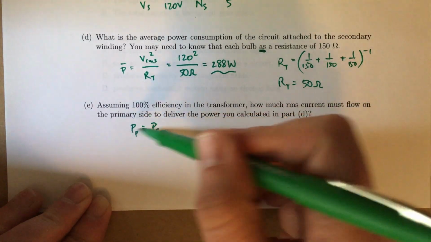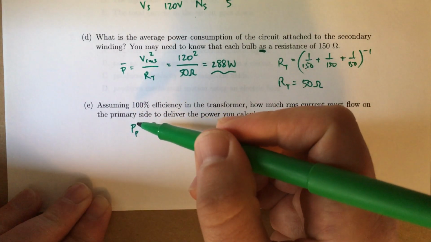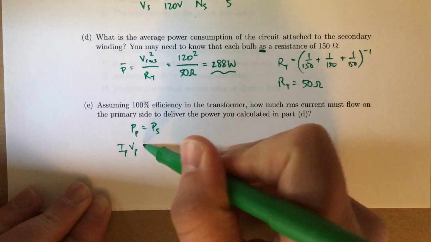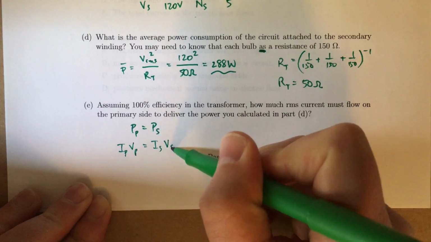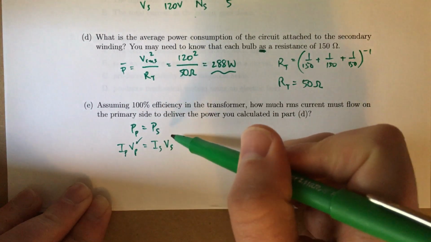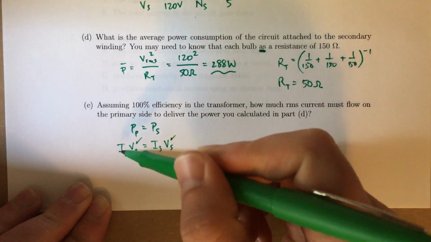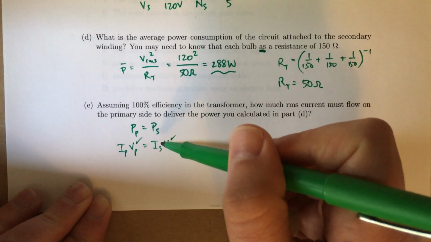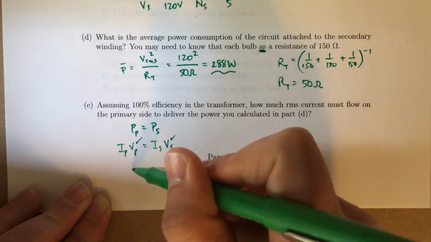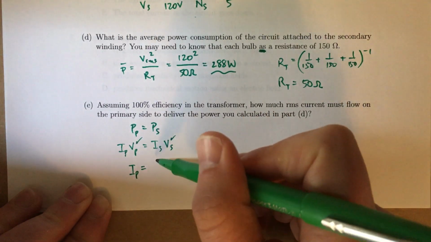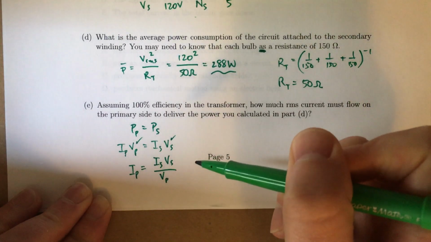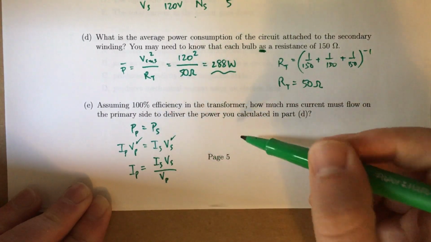And if we write out what those mean in terms of current and voltage, then we have I sub P times V sub P is equal to I sub S times V sub S. And if we look at all of these things, we already know the primary and secondary voltages. And we only need to find the total current going through the secondary side, and then we can use this to solve for I sub P. So let me just algebraically do that. Ta-da, and we'll do our substitutions in a second.